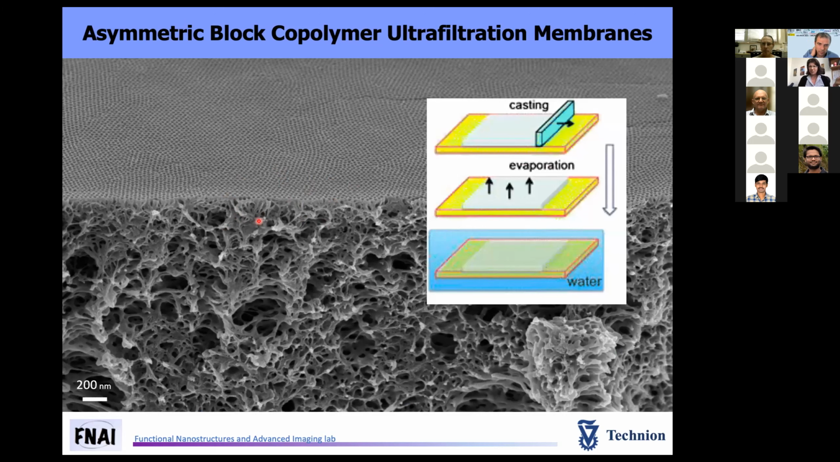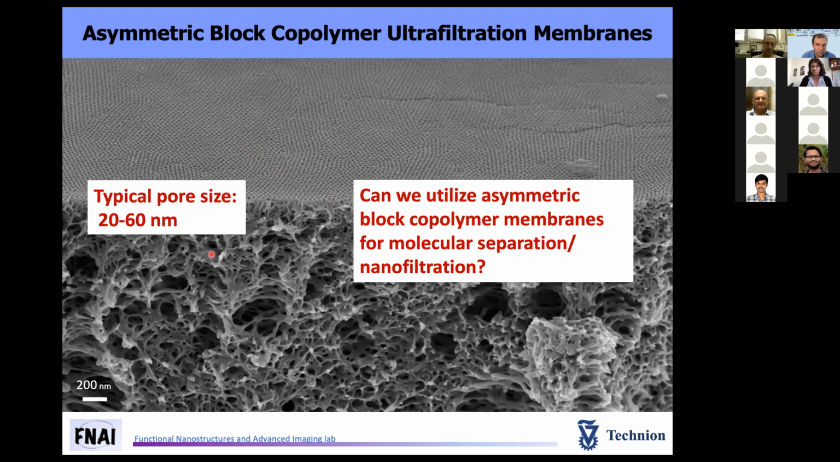First, you cast the membrane and let it evaporate a bit. This drives the self-assembly and the ordered structure on the top. And then you immerse it in non-solvent, and this drives porosity and the creation of the supporting substructure, which is spongy. And these are very efficient ultrafiltration membranes with pore size targeting ultrafiltration.